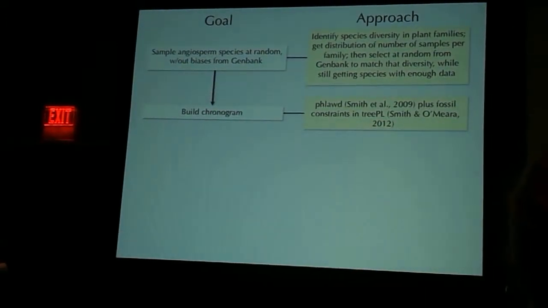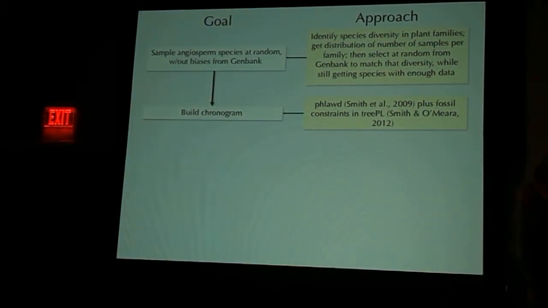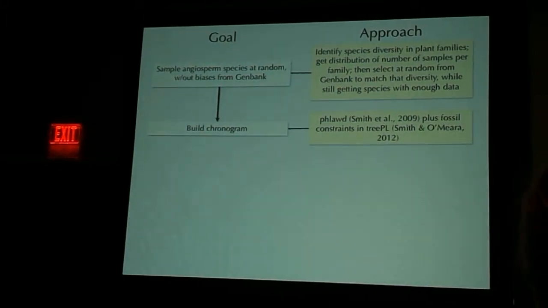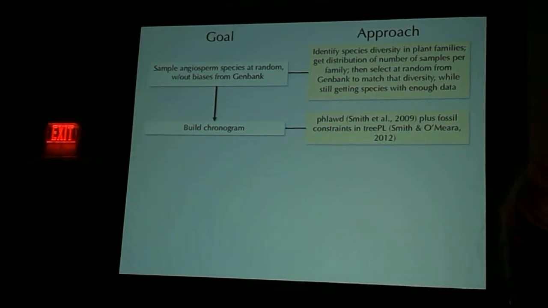Then we take those species, chosen at random, and build a chronogram. Now, the goal of our study wasn't to build a new tree of plants. So instead, we did a very highly constrained tree with lots of date constraints from Susana Magallón. We used a new dating program for that.